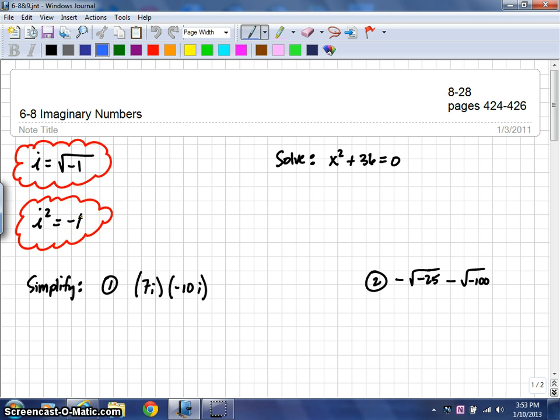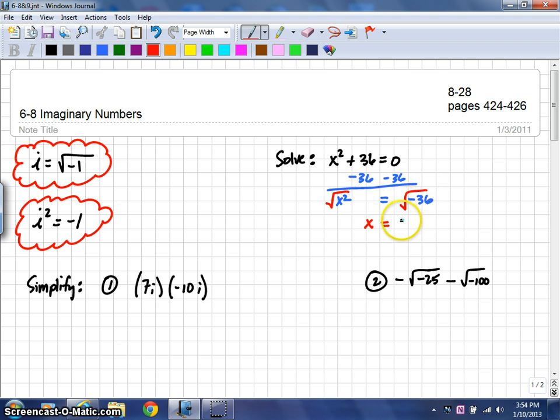Let me illustrate how i's are used with the first example problem here. Solve x squared plus 36 equals 0. If you're trying to solve that for x, you would subtract 36 from both sides, which gives you x squared equals -36. If you continue to solve, you would want to eliminate the square by doing the square root. You can see that on the left side, the square root and the square will cancel each other out. On the right side, if you try to do the square root of -36, you'll get an error message on your calculator.